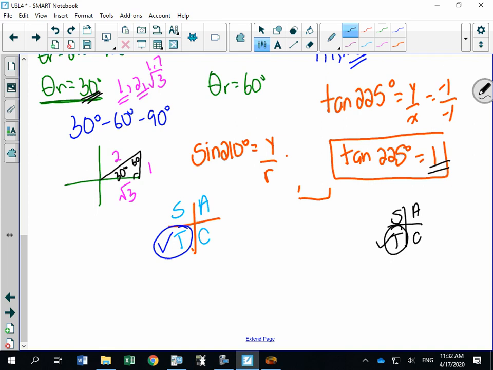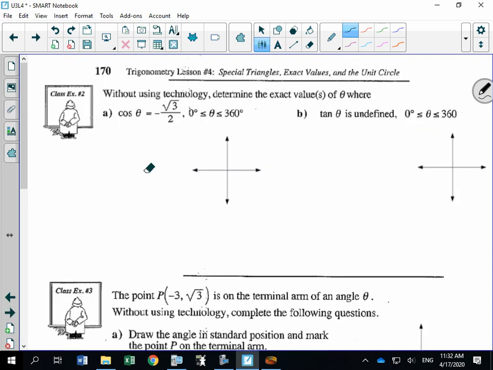So we're going to do the same sort of thing, and we're going to do class example 2 and class example 3, and then I'll assign you your homework. I'll do some homework questions for you. Okay, when it says without using technology, I will allow you to use technology.